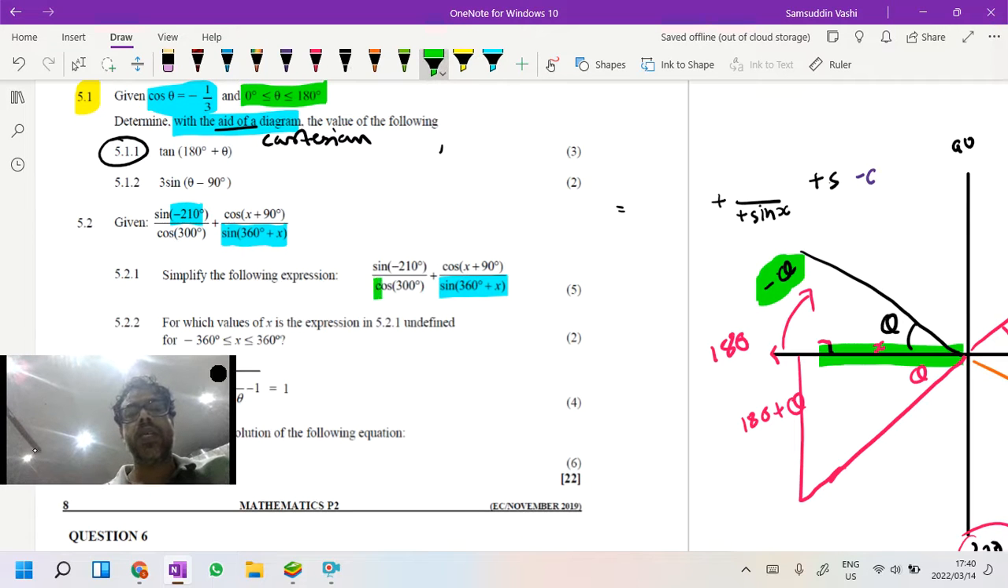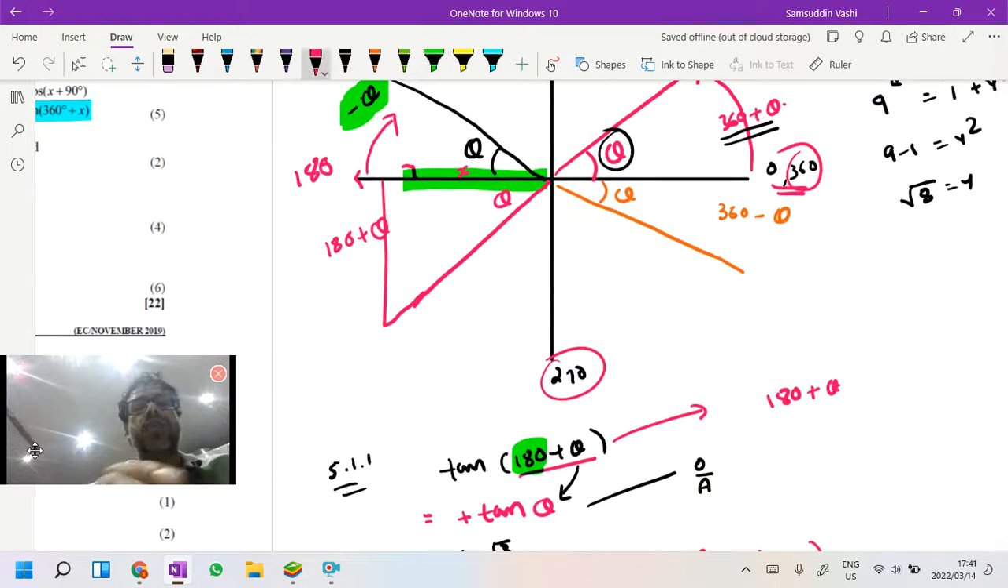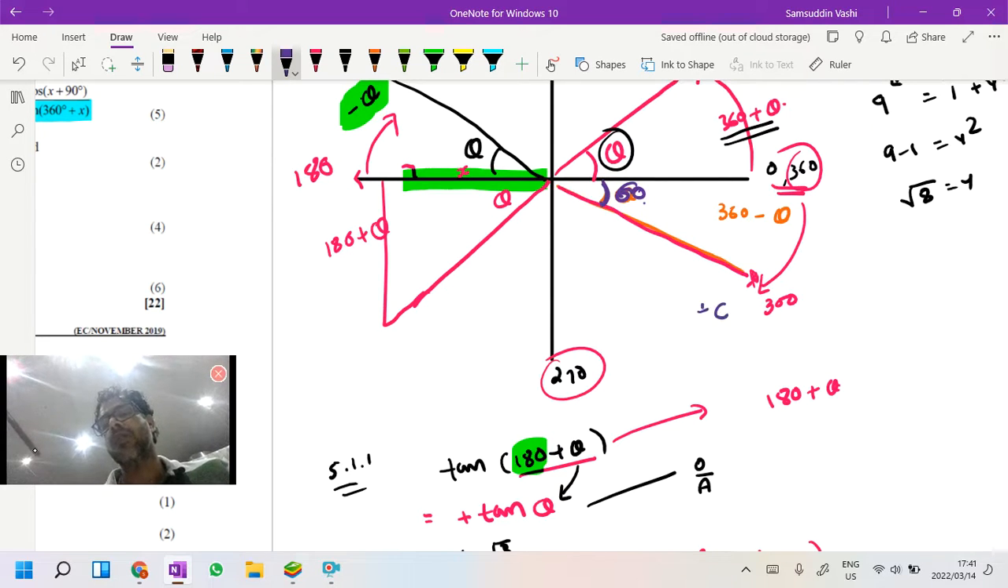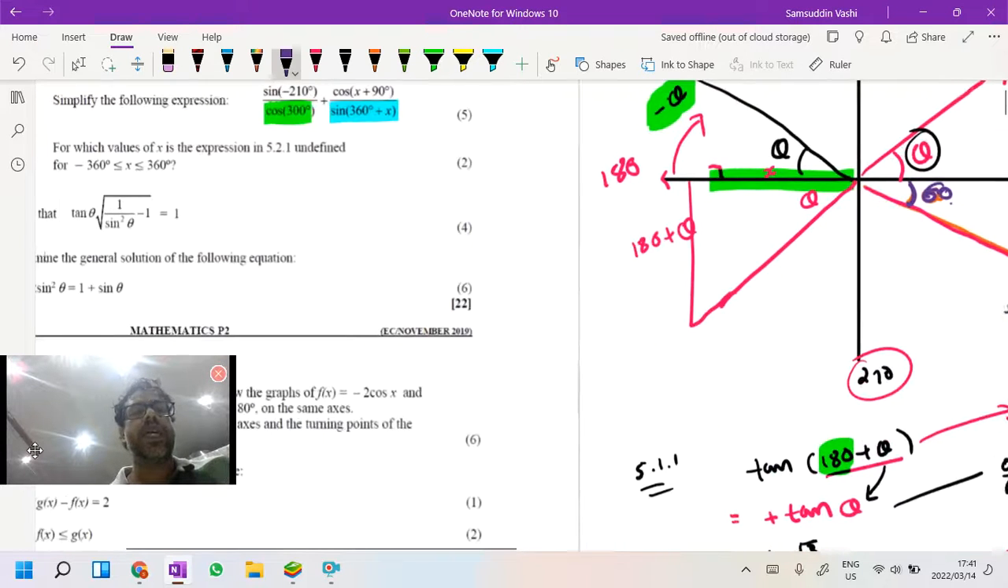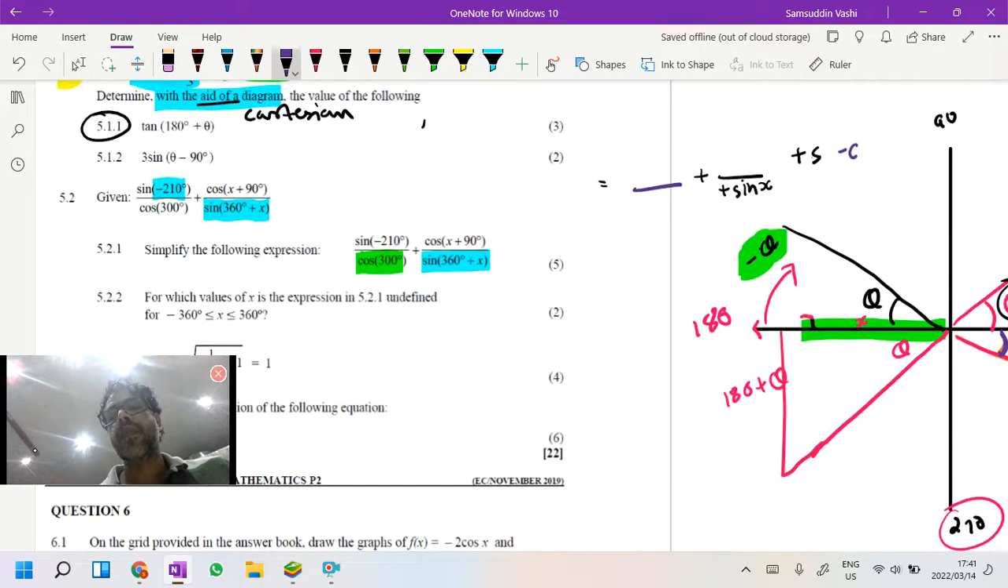Then another known one is cosine 300. So I'll go and look for my 300 degree. I know it is less than 360, so it will be somewhere here. If 300 degree is here, that means the acute angle related to that one is now 60 degree. So basically 60 degree in the fourth quarter, where my cosine is positive. So my answer for cosine 300 is positive cosine 60 degree.